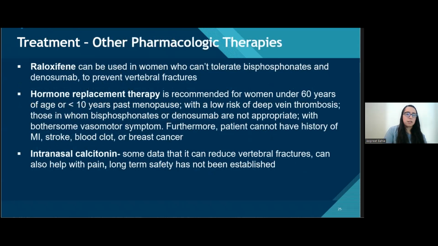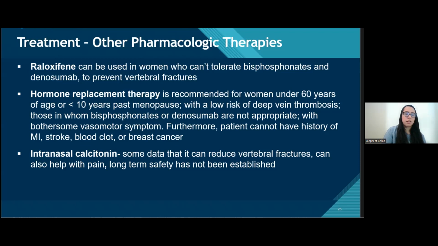So a note on some other medications that can be used for osteoporosis, but aren't really used for a number of reasons. There's raloxifene, which is a selective estrogen receptor modulator. It can be used in women who can't tolerate bisphosphonates and denosumab to prevent vertebral fractures, but it doesn't prevent other types of fractures. So it's definitely not the best agent for osteoporosis. The other thing about raloxifene is it increases the risk for blood clots. So you don't want to give it to your patients at risk for a blood clot, stroke, or heart attack. But one kind of cool benefit is that it's shown to provide some protection against invasive breast cancer.